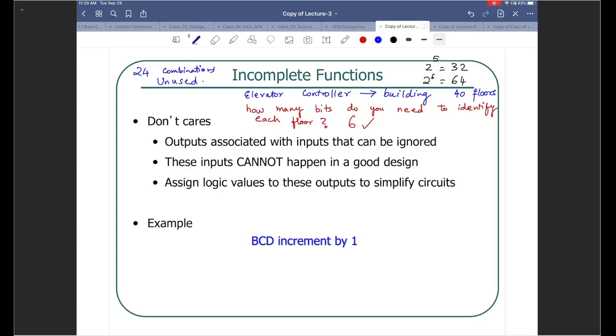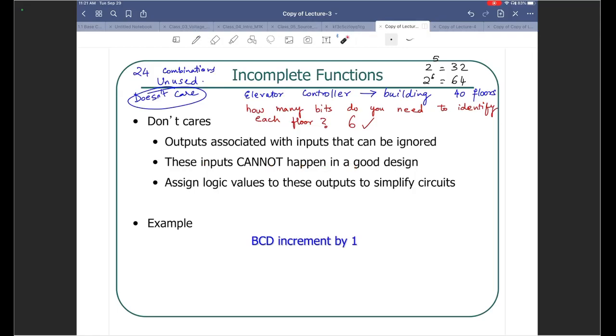And here, the user doesn't care for these 24 combinations. So you're not going to write that as a 1 or a 0 in the output of the truth table. You are actually going to use X, the letter X, to indicate don't care situations. So these are literally called don't cares. And these are outputs that are associated with inputs that can be ignored. For example, the 24 combinations for the 40 floor building. And these inputs cannot happen in a good design, right?